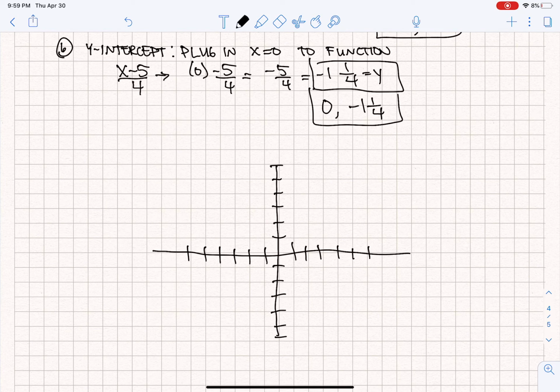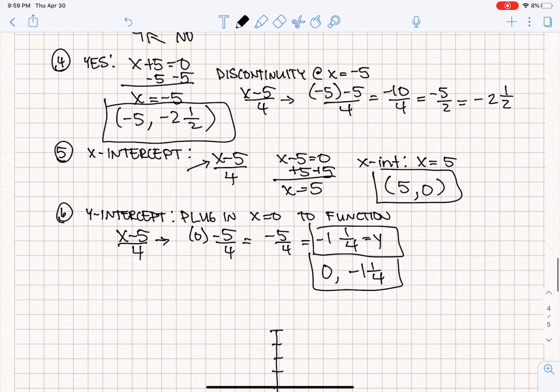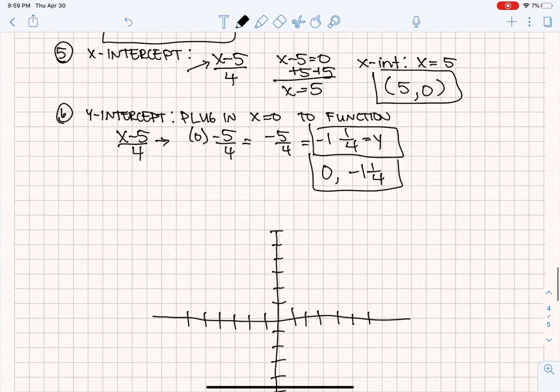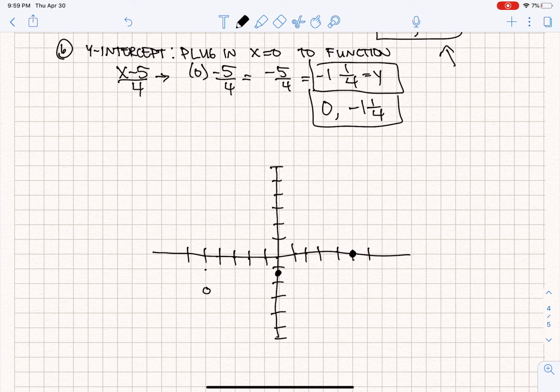Okay, so I didn't have any asymptotes. I do have a discontinuity at -5, -2 1/2. So let's put that in. 1, 2, 3, 1, 2, 3, 4, 5, -1, -2 1/2. There's my discontinuity. It's open. Okay, I have an x-intercept at 5, 0, 1, 2, 3, 4, 5, 0. And I have my y-intercept at 0, -1 1/4, which is about right there. Okay, and we have to see what that's gonna look like.